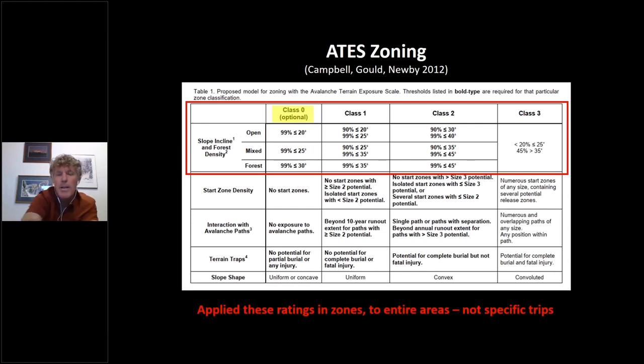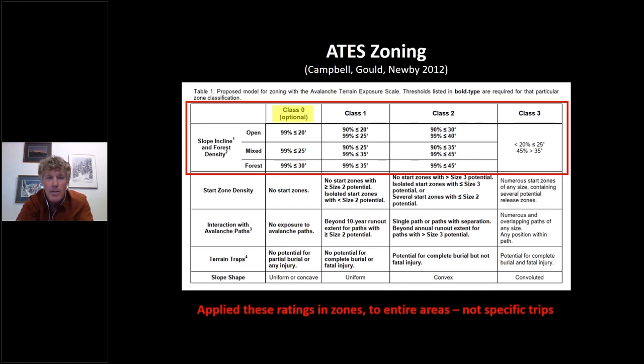So a key thing here is how the CAM has applied these ratings. Whereas I described to you, we did specific trips in the national parks. These ratings were applied, and Avalanche Canada has done it this way, to zones within entire areas. So the whole area gets rated, not a specific trip, but the whole place. So that includes spots where people may or may not go. It doesn't really have a specific destination on there. And that's a significant difference from how the trip version that we had is done.